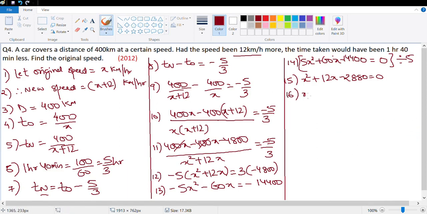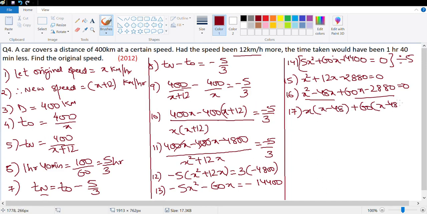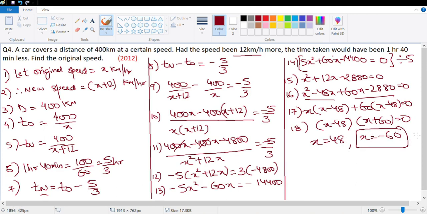So this is x squared minus 48x plus 60x minus 2880 is equal to 0. Grouping it the way I've underlined, x times x minus 48 plus 60 times x minus 48 is equal to 0. x minus 48 times x plus 60 is equal to 0. x is equal to 48, x is equal to negative 60. Rejected since speed can't be negative. So we need to find the original speed. Therefore, original speed is equal to 48 kilometer per hour. Perfect. Let's look at the next question.